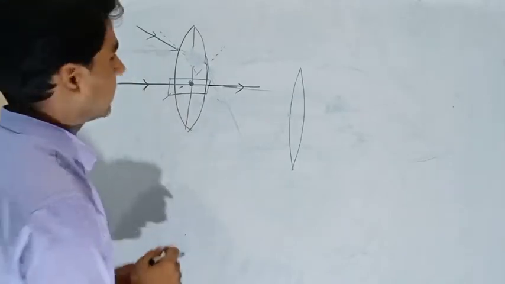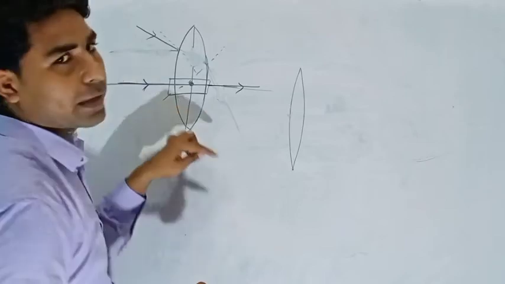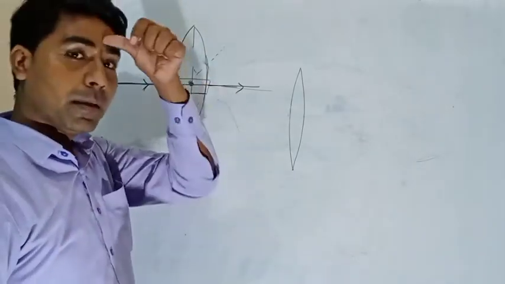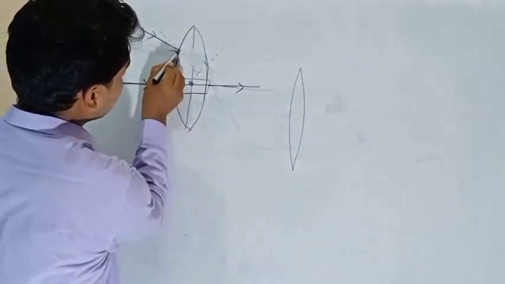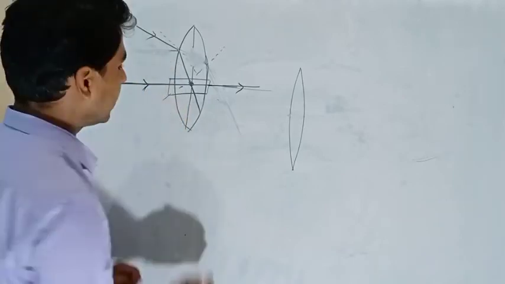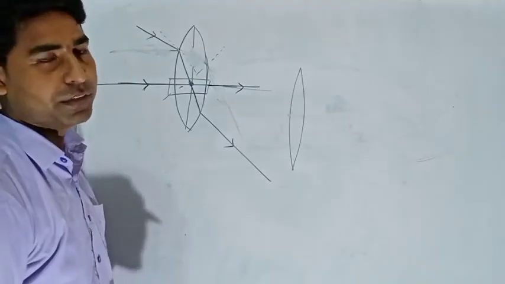Now the ray is falling like this. Suppose this ray is going through the optical center, then the incident ray and the emergent ray will be along the same line. See here. Now it is passing through what? The optical center. This will be what? The emergent ray.